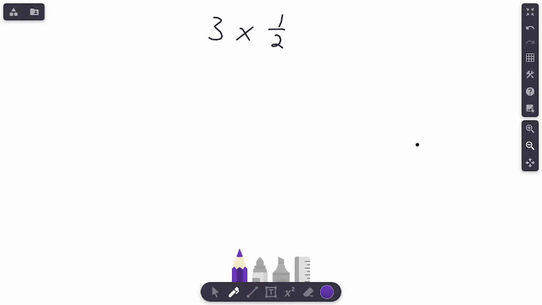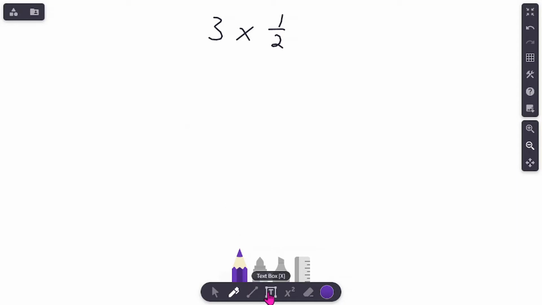So we've got 3 times 1/2, and the way we're going to solve this is by thinking through it and drawing a model. So what does 3 times 1/2 actually look like? Think about that for a second. We're going to be taking 3 and multiplying it by 1/2. Multiplication can also be described as repeated addition. So what we're going to show here is how repeated addition gives us the same answer as this multiplication. Okay, so that's what you're going to do when you have a problem like this.